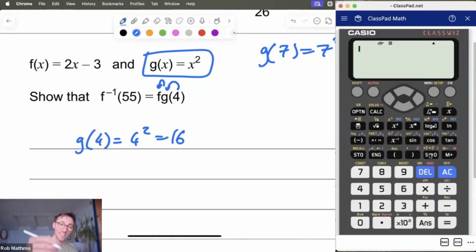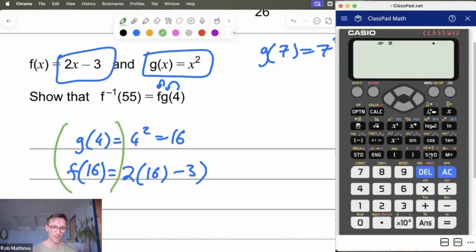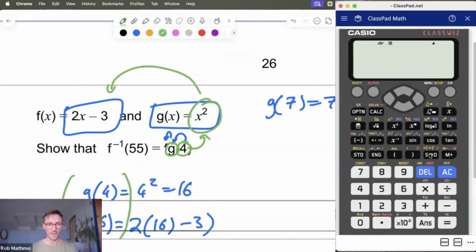And then we shove that into f. So I'm shoving 16 into there. Does that make sense? So 2 times 16 minus 3. And this is technically f of 16. But like this stuff, you don't have to write. If you find this stuff annoying and you just want to try and get some marks, it's like shove 4 into G. And G is this. So shove 4 into there, okay? Shove 4 into there, and then shove the answer into that bit.